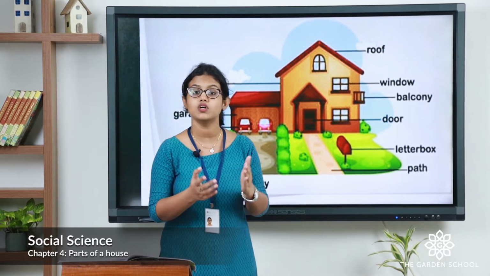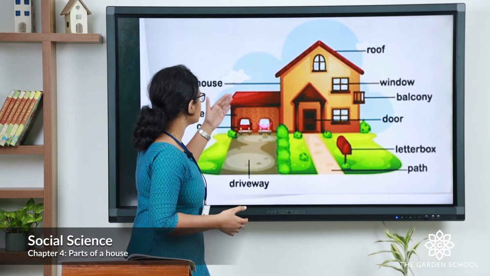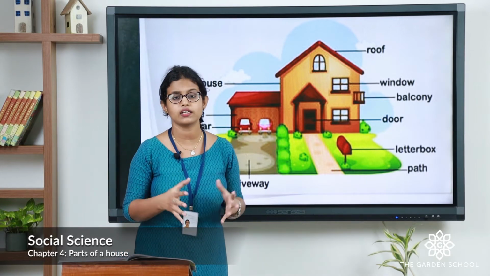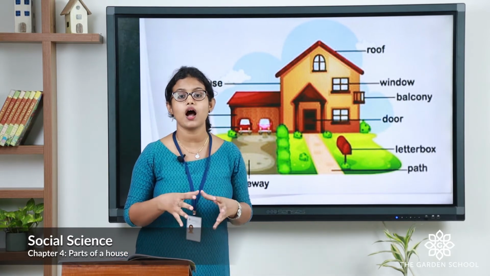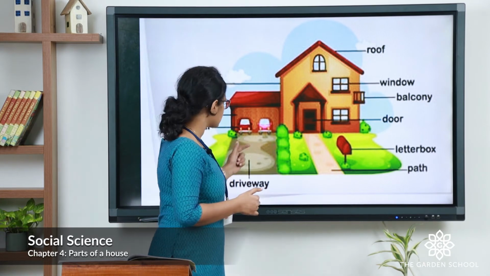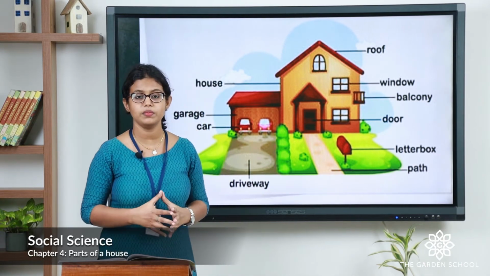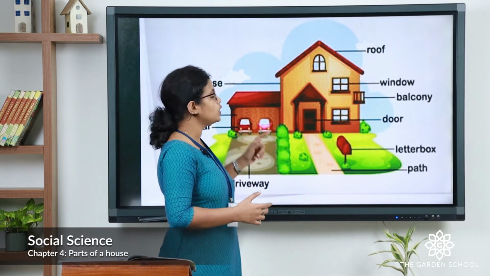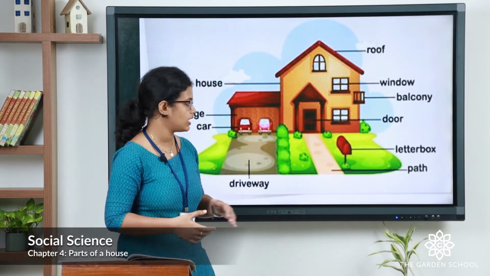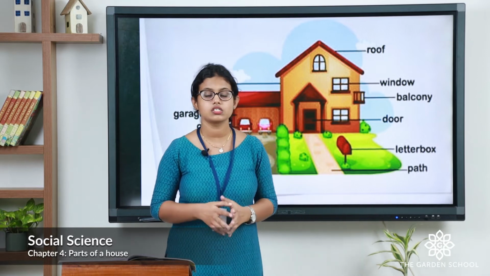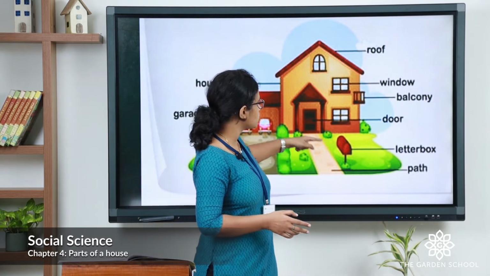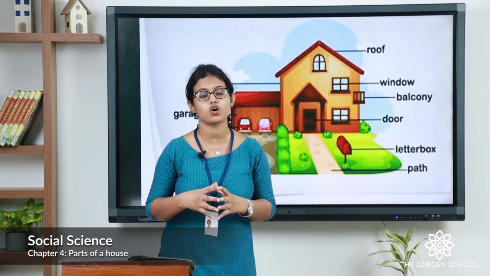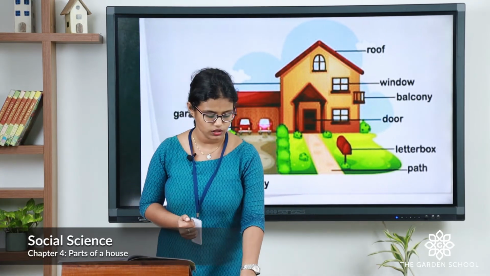Even rooms have doors. Next we'll see the garage. You know what is a garage? Garage is a place where we park the car. And this is the driveway. Driveway means the path which leads you to the garage. Through this way, you can go to the garage. And next is the path. So path is a route that leads you to the house. So these are the different external part of a house.